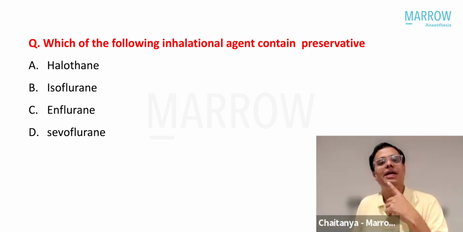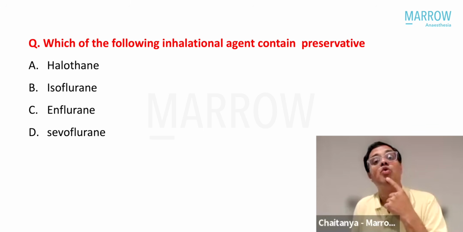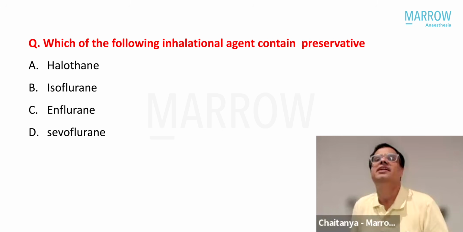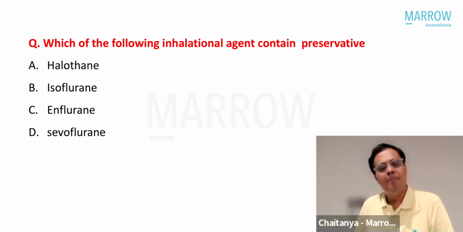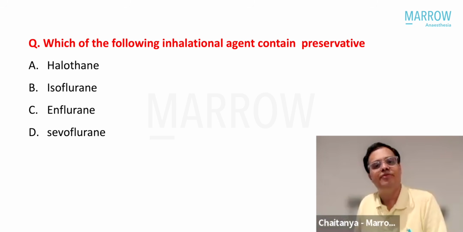Right. So halothane is the only inhalational agent which contains a preservative, and it also contains bromide. No other inhalational anesthetics will contain bromide. This is the one agent which contains bromide. It is light sensitive, so we add thymol to prolong the shelf life duration.